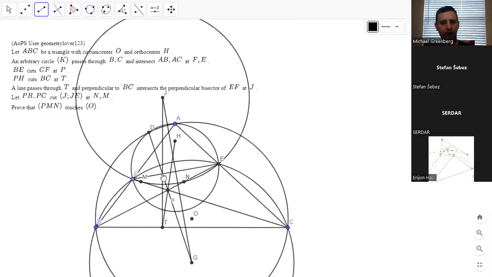Is it obvious that these concur, or something you noticed in the GeoGebra? I just noticed it. Okay.